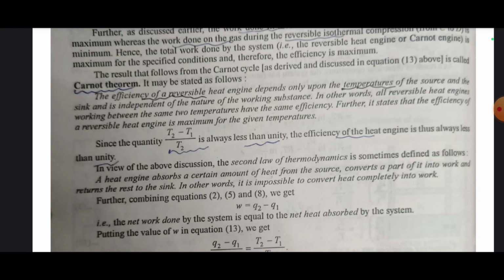The efficiency of a reversible heat engine depends only upon the temperature of the source and the sink and is independent of the nature of the working substance. In other words, all reversible heat engines working between the same two temperatures have the same efficiency. Further, it states that the efficiency of a reversible heat engine is maximum for the given temperatures. Since the quantity (T2 minus T1) by T2 is always less than unity, the efficiency of the heat engine is thus always less than unity.